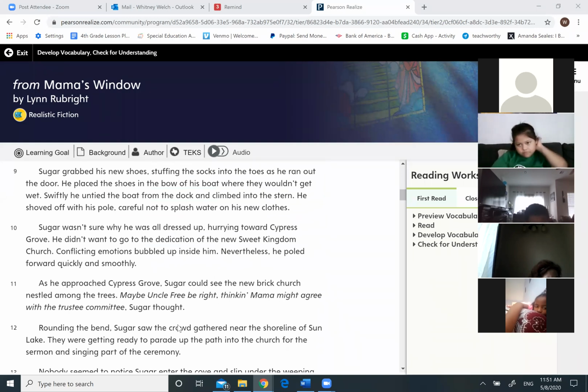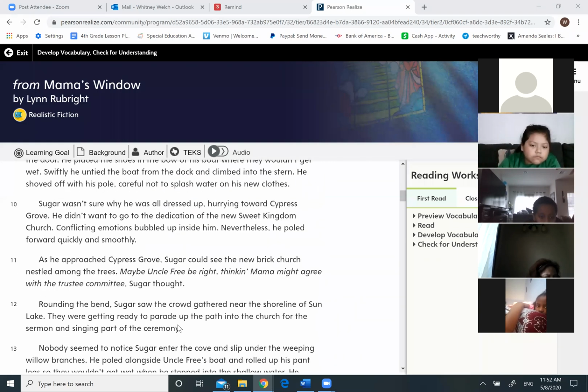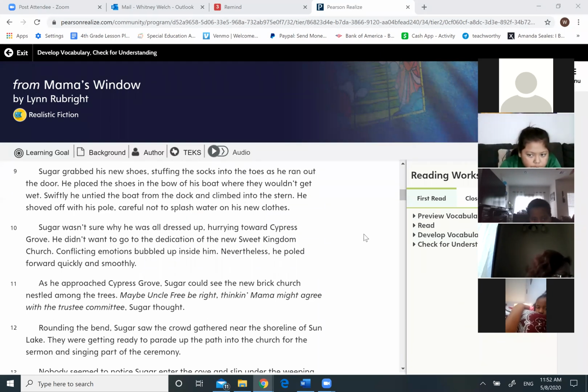So where's Sugar headed right now? The dedication. He is headed to the church, to the dedication, yes. And he has his nice new clothes on. He has his new shoes. So when you're going to a dedication or a ceremony, it's a very special occasion. And a lot of people dress up for an occasion like that. Okay. Good job, Caduce. Nice job. Okay. I'm looking at the chat box as we're reading through, so if you want to answer through there, you can do that as well.